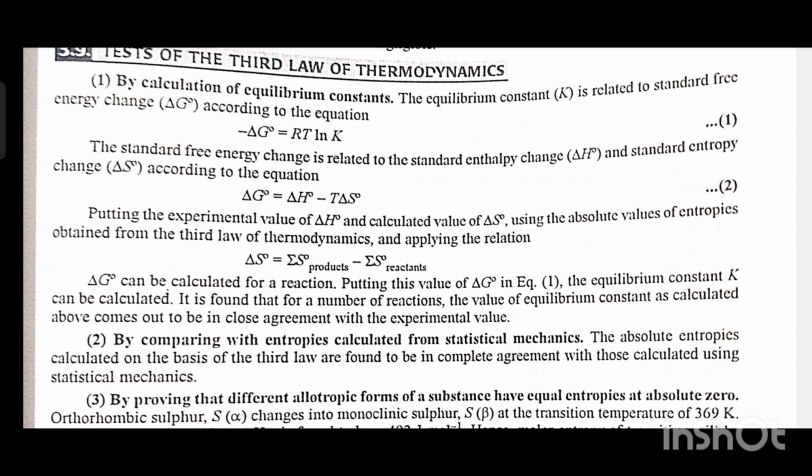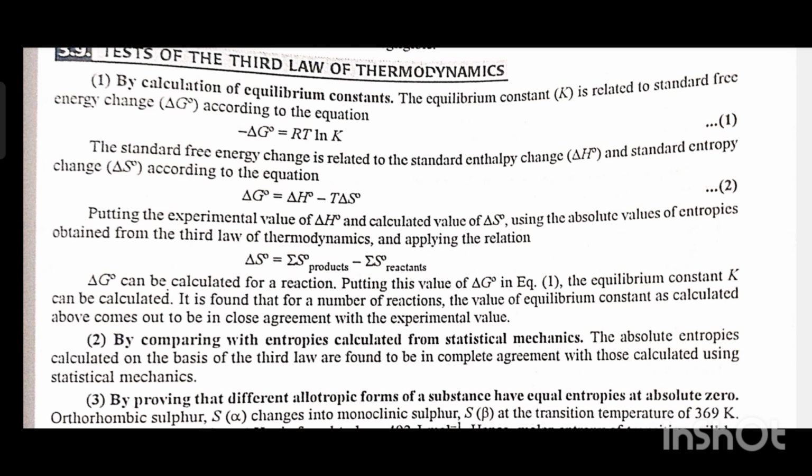Delta G naught can be calculated for a reaction. Putting this value of delta G naught in equation 1, the equilibrium constant K can be calculated. It is found that for a number of reactions, the value of the equilibrium constant as calculated above comes out to be in close agreement with the experimental value.